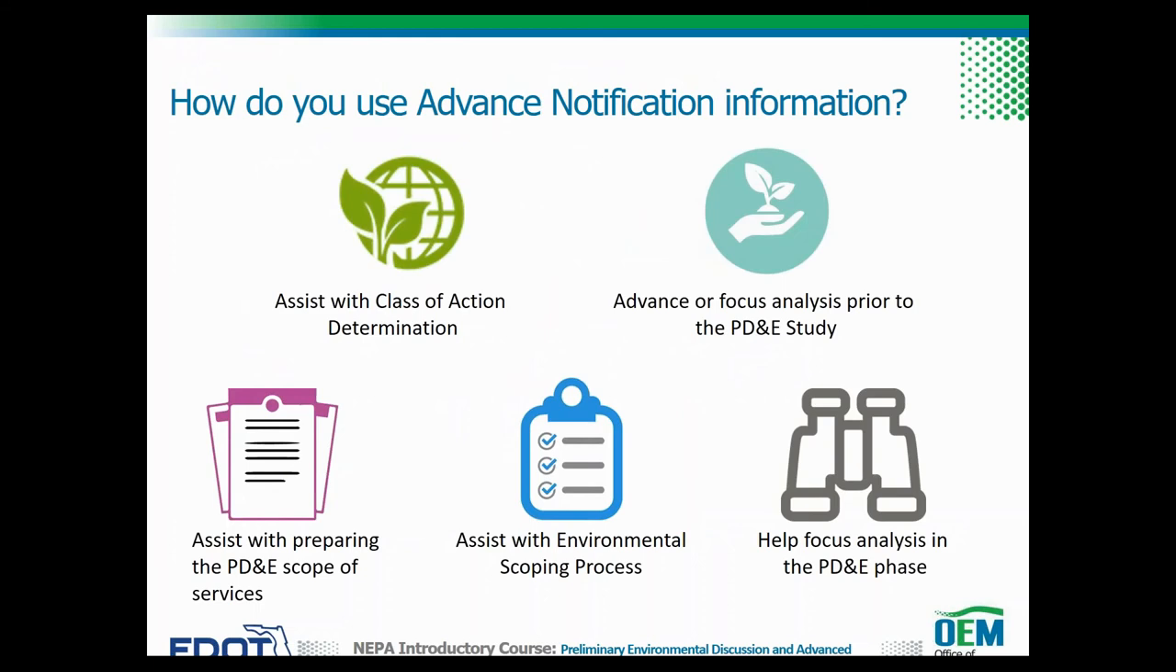Now that the AN process is complete, how can we use the information that was collected? First of all, it can assist in determining the class of action for the project. It will help advance or focus the analysis prior to commencement of the PD&E study. Maybe additional studies will need to be done before the PD&E phase begins. The AN information and feedback will also facilitate the environmental scoping process, project scoping process, and preparation of the PD&E scope of services. Through these processes, this information will help focus the analysis during the PD&E phase.